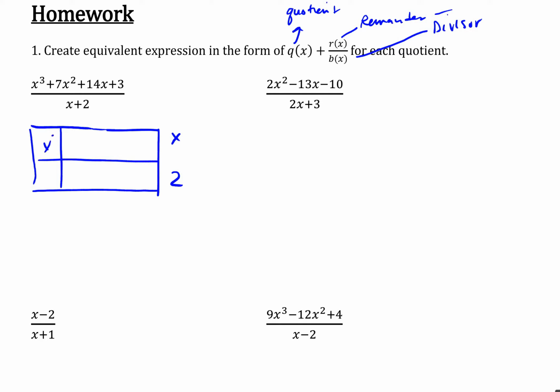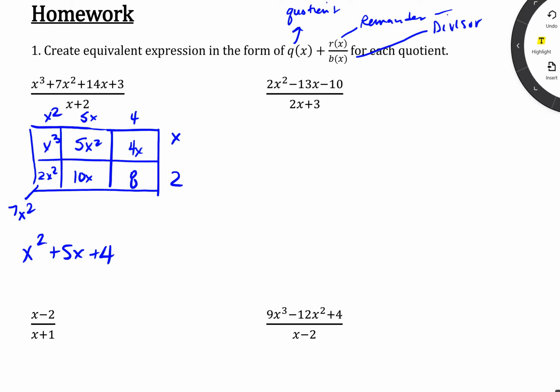So if I put x cubed in that first box, I know this has to be x squared, which tells us I need 3 columns. This becomes 2x squared. I don't want 2x squared, I want 7x squared. So I have to add 5 to 2, so that makes this 5x. Which makes this box 10x. Well, I don't want 10x, I want 14x, so I'm going to add 4, which makes this 8. Now, with the reverse tabular method, I already know the quotient is x squared plus 5x plus 4. Now I need to figure out what the remainder is.